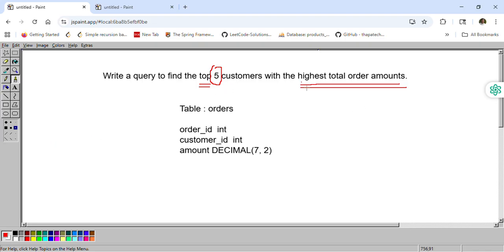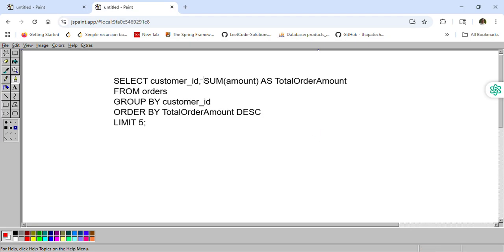Because one customer can have multiple orders, you have to find out how much the total order amount is for each. What you have to do is group by the customer ID, and then sort the amount in descending order. Once you group by customer ID, you can find the total amount for each customer. Then you order it in descending order. This is the basic logic that you can apply first.